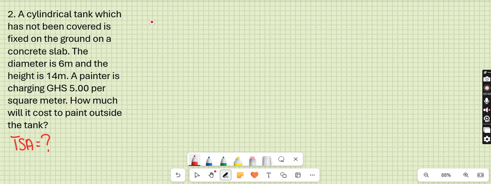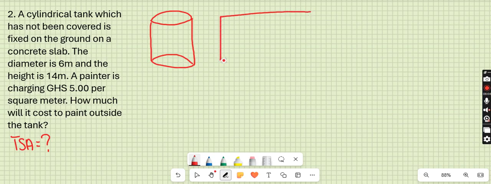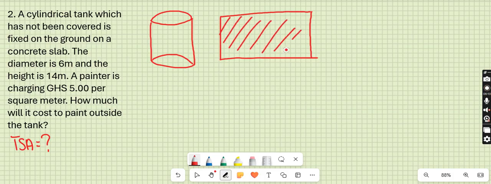So this is the cover. There's no cover, and it's attached to the what? It's attached to the ground. So the surface area we are looking for is just going to be the curved surface area that they are going to paint, because it's open and then it's stuck to the ground. So we are just going to paint the curved surface area.